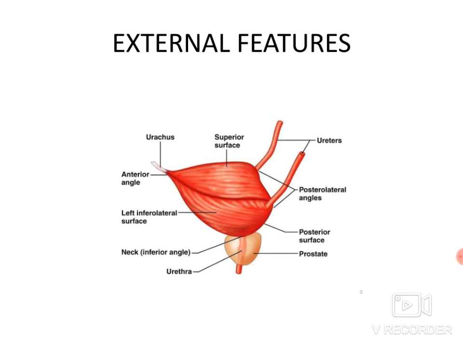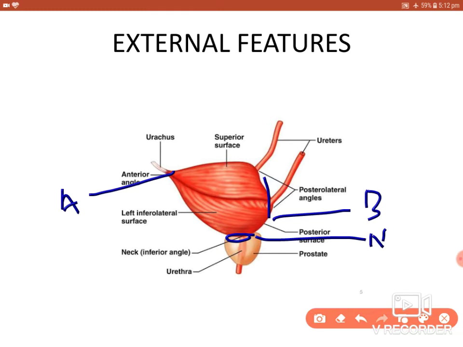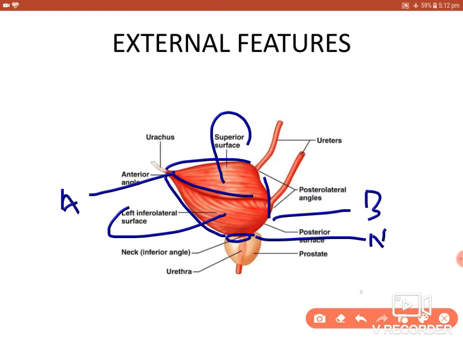So the features here: this is the apex, this part is the base, this part is the neck. The surface here is the superior surface. These are the lateral borders. Here, this is the anterior border. This is the infralateral surface. On the other side, the right, there is also an infralateral surface separated by the anterior border. The base is separated from the superior surface by the upper border. So these are the borders and surfaces of the bladder.